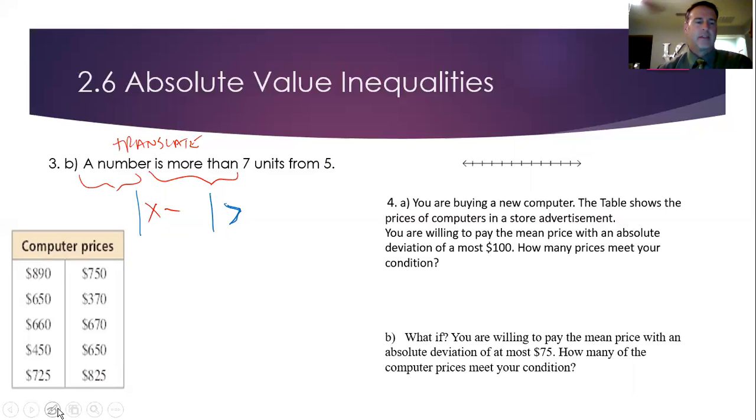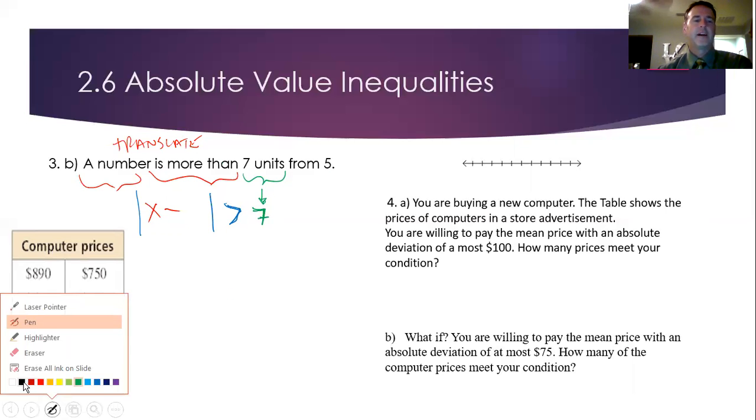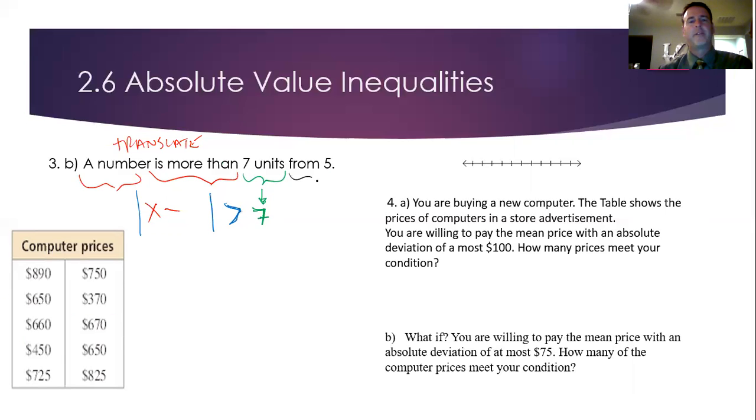The next part is 7 units. So 7 units is actually the part that's going to go in the back. 7. And then the last piece, it says from 5, this 5 will go here.